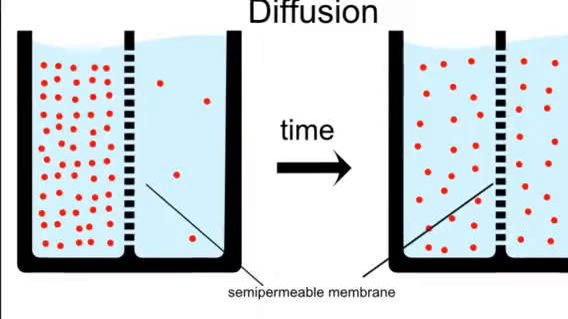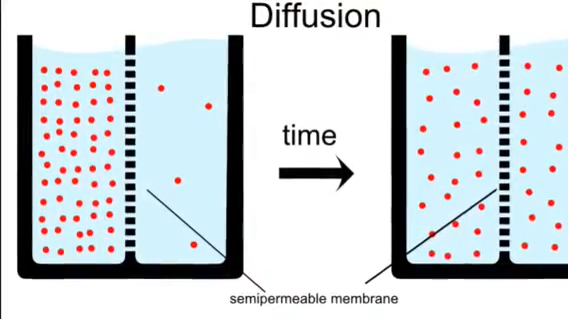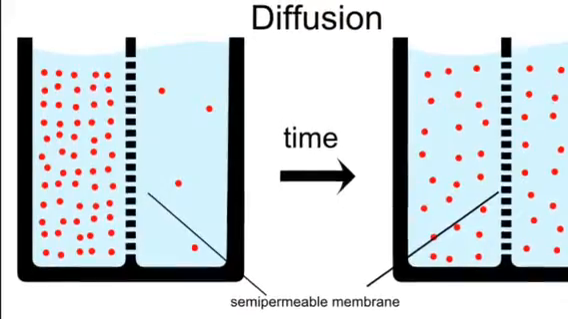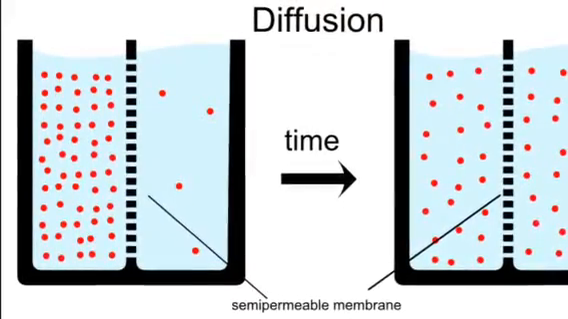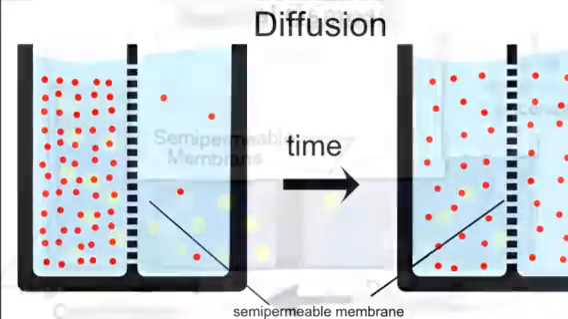After balance is created, particles continue to flow because if they suddenly stop, balance will quickly go. There's a name for this whole process and it's called diffusion. It's movement across the membrane, so don't let there be any confusion.